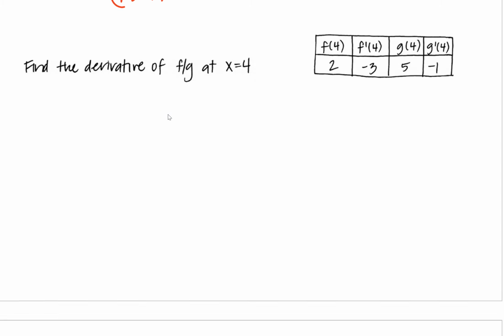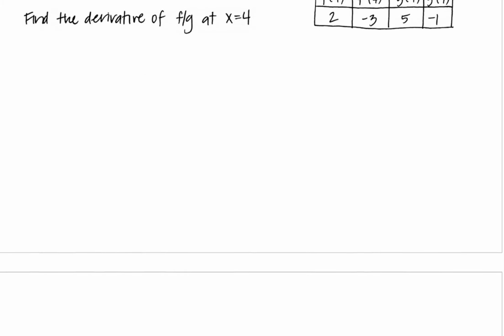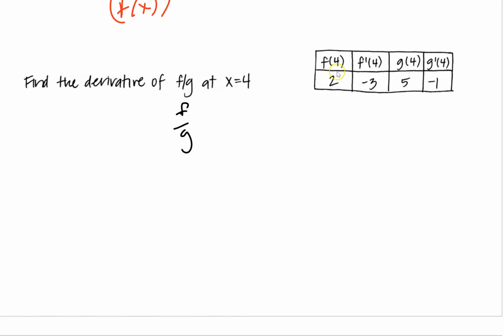Okay, last one along the same lines. Find the derivative of f over g, that's f divided by g there, at x equals 4, and notice how they give you this box. So they tell you f of 4 is 2, f prime of 4... we're going to use that. So let's start off. So we know what the quotient rule is, right? Derivative of the top times bottom minus derivative of the bottom times the top, all over the bottom squared.